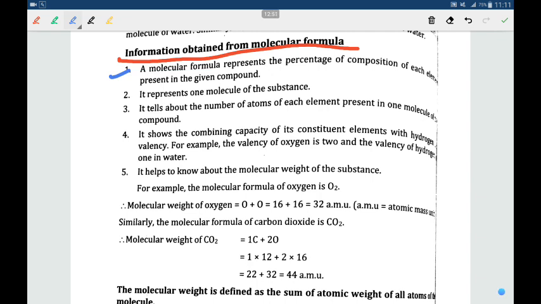Like in H2O, 2 parts of hydrogen, or 66% hydrogen, 33% oxygen. What is the next one? It represents one molecule of the substance. Like CO2, one molecule.